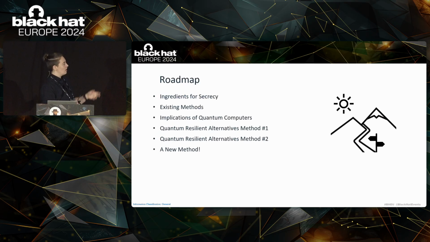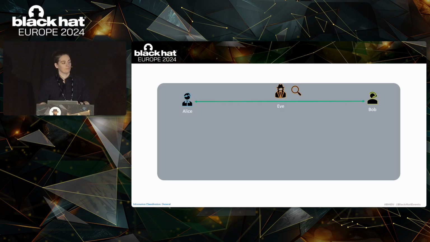And how are we going to do this? Well, we're going to talk a little bit about how we are able to get symmetric keys at both ends, so some existing methods, implications of quantum computers, and then we're going to talk about the two kind of methods we have for quantum resilient key sharing at the minute, and then I'm going to introduce a new method, which is what we're doing.